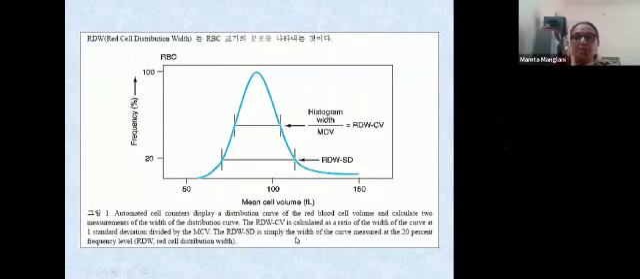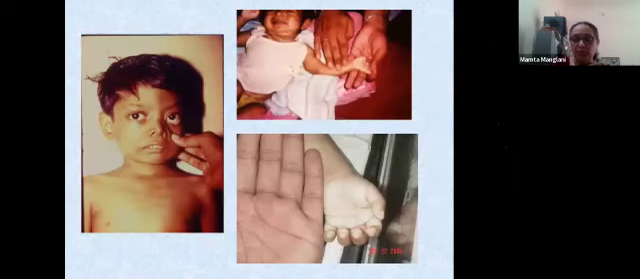Whereas the RDW-SD is the width of the curve alone, measured at the 20% frequency level of the curve. So this is the 20% frequency level, and this is at the one standard deviation. Now, this is the difference between CV and SD. CV looks at MCV also, whereas SD does not take into account MCV at all. But more often than not, I rely on CV because it's easier to understand. It's a simpler number, a smaller number. Therefore, I prefer to use the CV.